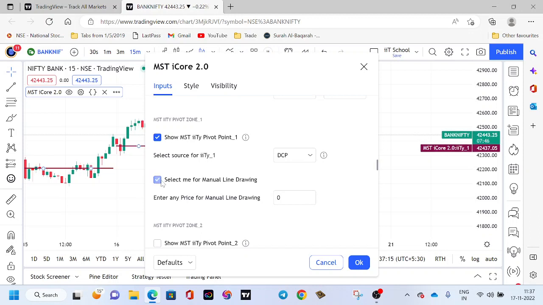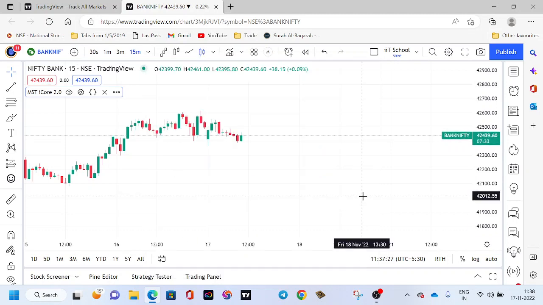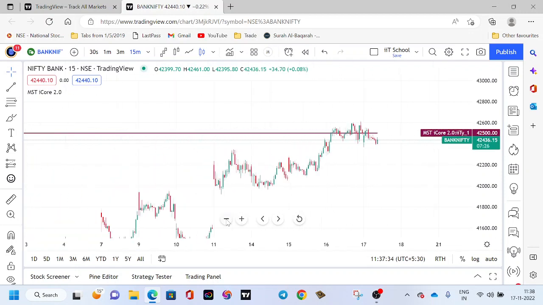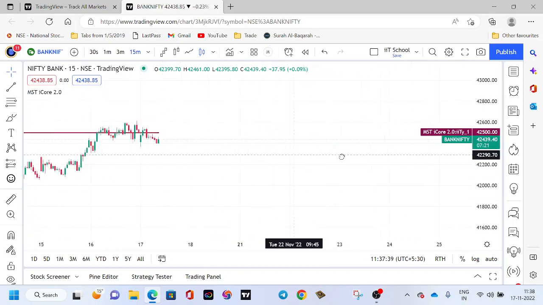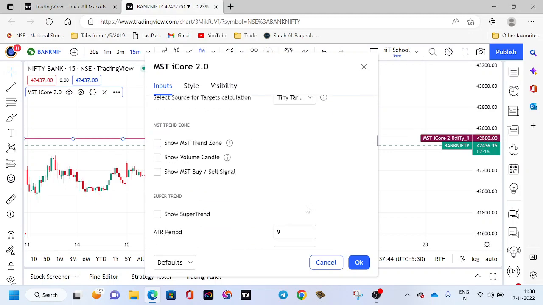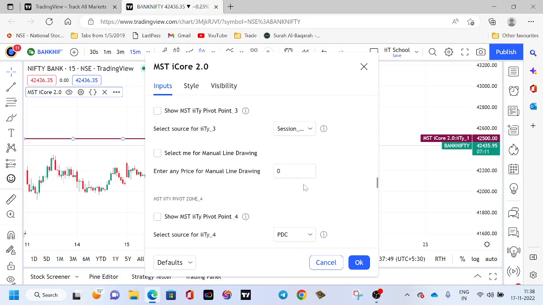Suppose you are an astrology trader. You are thinking that the market will not close below 42,500. It is a round figure. Just for information I'm telling. Now you can enter that value and that line will be formed here. That will be acting as support or resistance. So if you are an astrology or number based trader, such a number you can draw yourself manually by using this option. Okay.